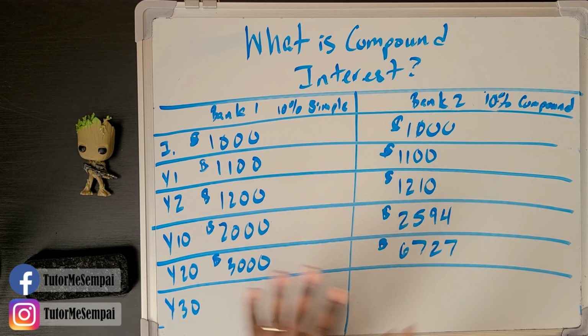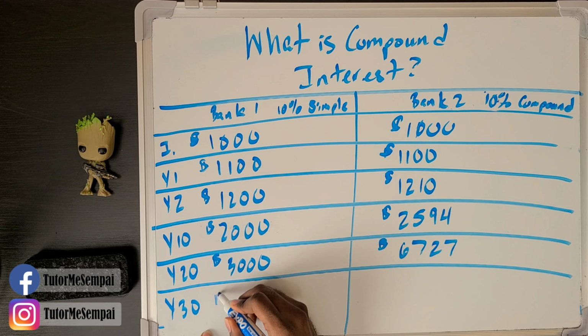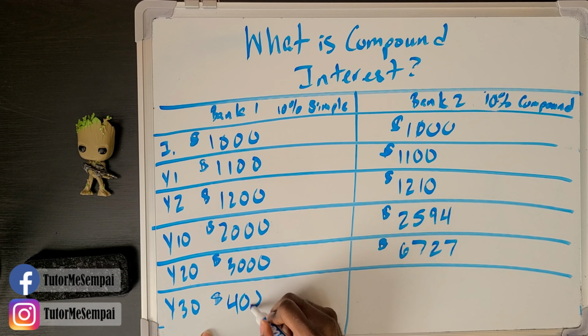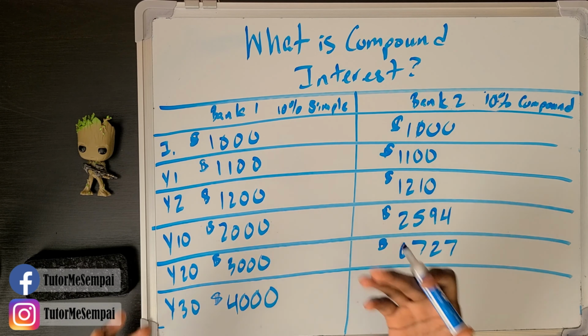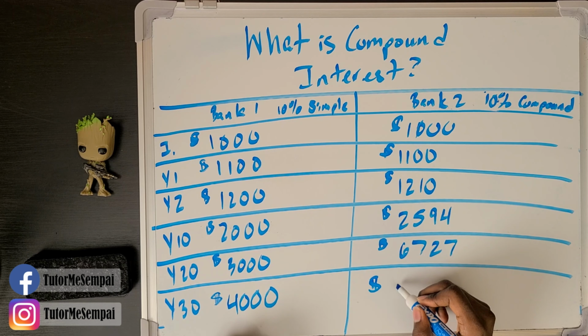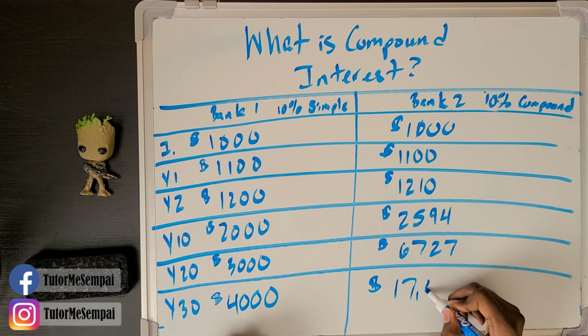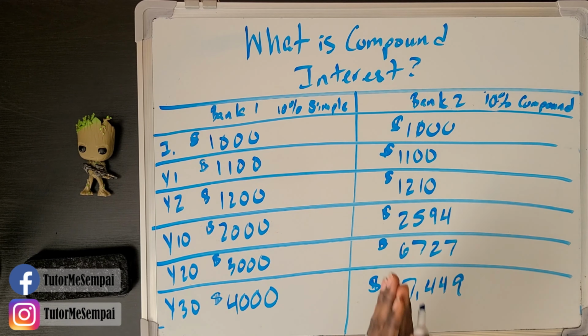Let's say we left the money untouched for 30 years in these two banks. You're going to have a whopping $4,000 after the end of 30 years in your Bank 1 because of all the interest it got. However, Bank 2, because of the compound interest, you're going to be looking at $17,400 and roughly $49. This is over 4 times as much as you would have gotten in Bank 1. This is crazy. This is free money from just leaving it there for large periods of time.